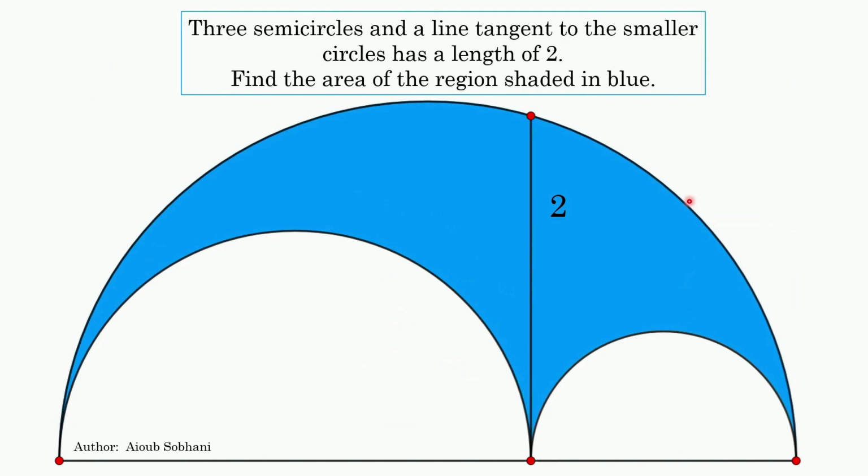So here's what we've got. We've got a large semicircle, and inside of it are two smaller semicircles, and this little segment here is tangent to both of the smaller semicircles, and its length from the bottom to the top is 2.